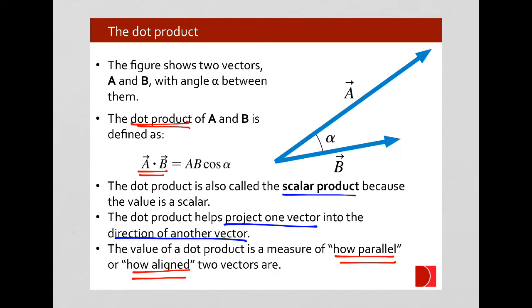If the dot product is positive and is fairly close to the value of A dot B, that means that they are pretty well aligned, they are mostly parallel. If the value of the dot product is close to 0, that means that the vectors are not very parallel, that they're mostly perpendicular. And if the dot product is a large negative number, that means that they are parallel, but in fact they are anti-parallel, they're pointed in opposite directions.